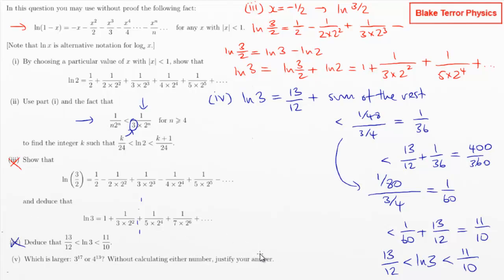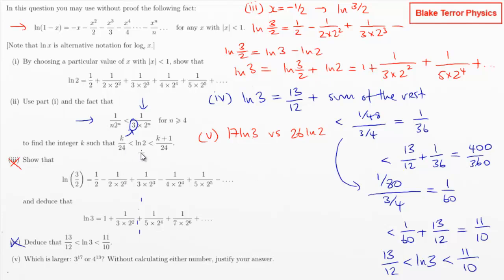Okay, last part, which is larger? 3 to the 17 or 4 to the 13? Without calculating either number, justify your answer. Pretty sure that's going to be 3 to the 17. Powers normally win when they're that far apart, but we can't just assume. So this is essentially what we've just worked out, isn't it? So we'll say that 3 to the 17, so we want to log this. So we've got 17 log 3 versus 13 log 4, which is 26 log 2.